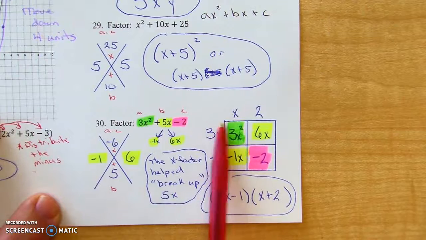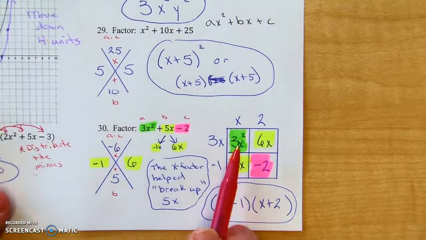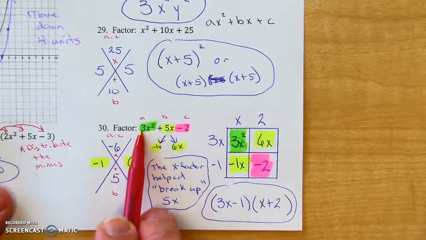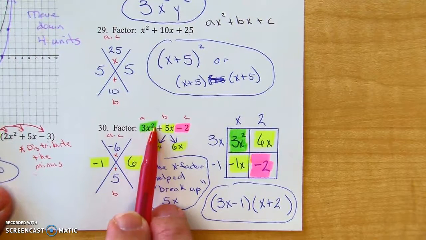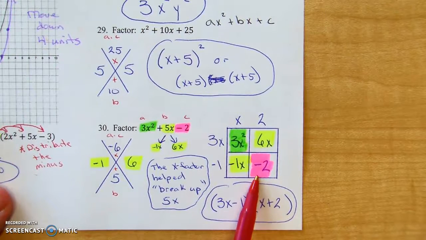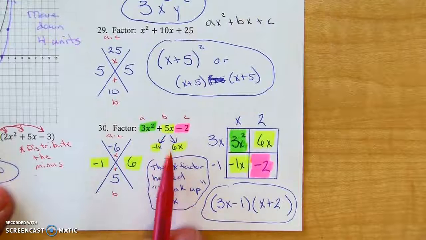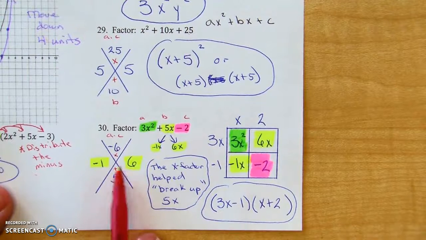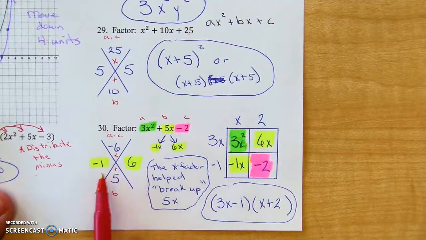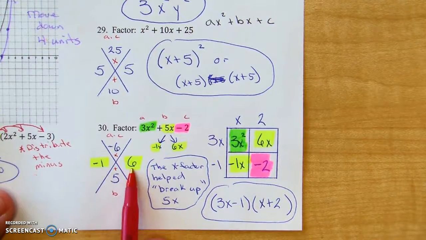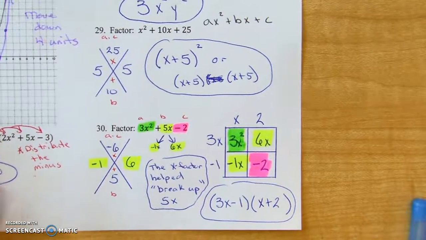Then I drew in this box over here. And notice this, I have a lot of color going on here. The upper left will be the first term and include the variable. So not just 3, but 3x squared. The bottom right box will be the c, so negative 2. But what really happened was the x factor is helping us break up the 5x. So it's being broken up into a negative 1x and a 6x. So that's what goes in the upper right and the lower left.